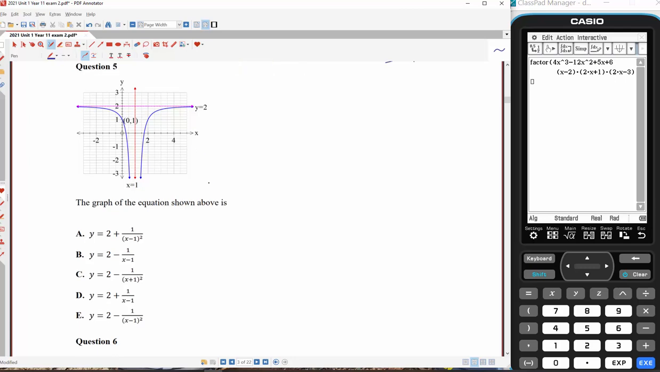The graph of the equation shown above is, so this is a truncus, and it's inverted, and it's gone up 2 units, and to the right, 1. So it's going to be 1 over x take 1 squared plus 2 inverted. I've assumed no dilation, and each one of them hasn't been dilated, so I can assume that in this case. So it's one of these. It is going to be 2 take away 1 on, yep, it's E.